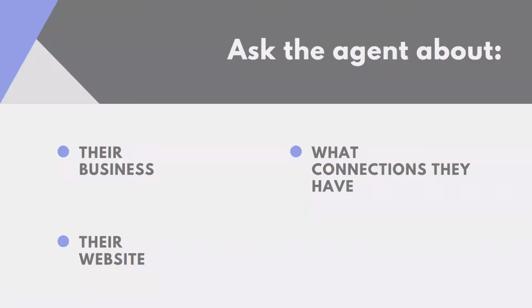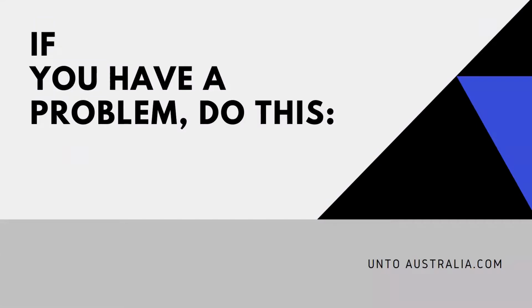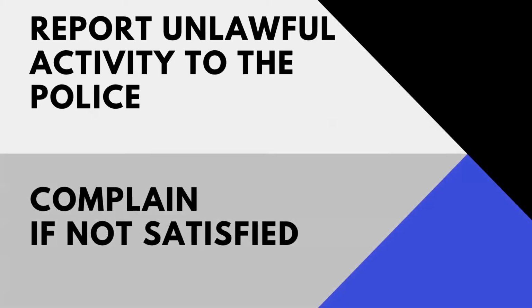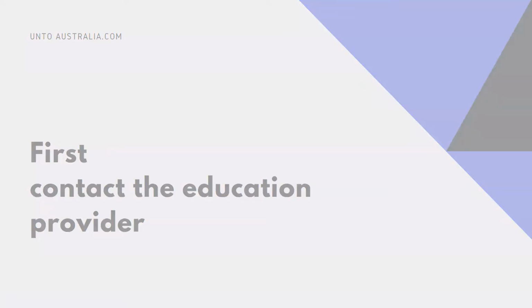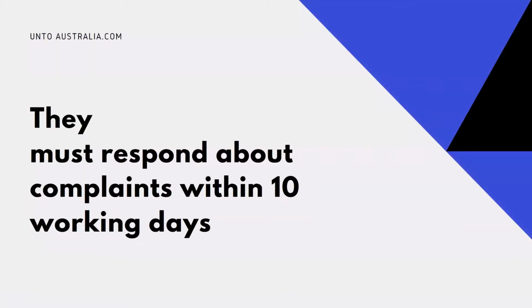If you have a problem with your agent, you need to do this. Any unlawful activity, report it to the police. And if you're not satisfied with the services of your agent, you need to complain. The first place that you complain to is the education provider, the school. The school must respond to complaints within 10 working days. This is by the law.